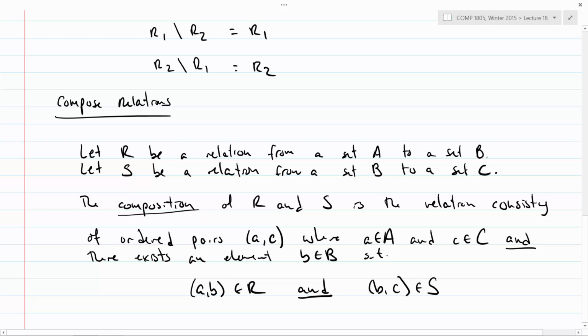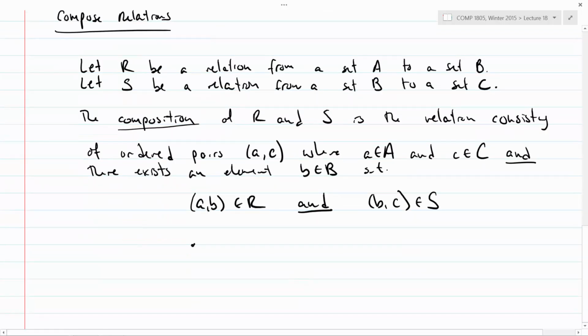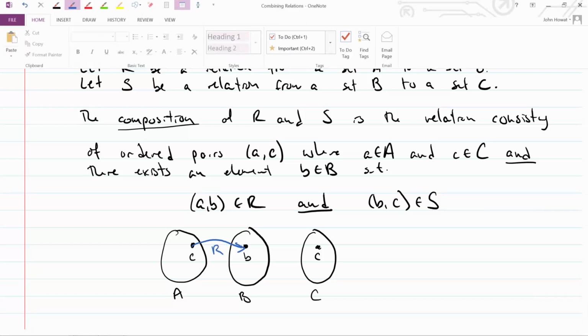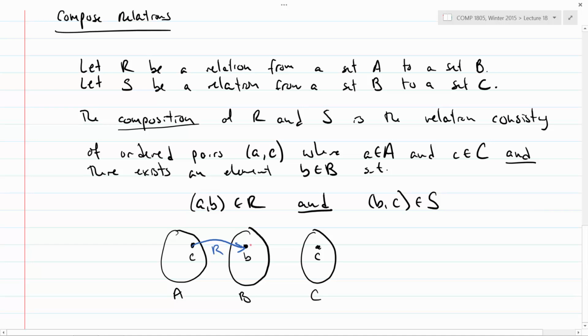So what does this look like? Well, we have this element A over here, and this lives in A. So this is the set A. We have this other set B, and we have this other set C. So this is B, and this is C. I'll write this underneath just to give myself a little bit more room. And the claim is that, well, we have AB in R. So this is R. And we also have BC in S.